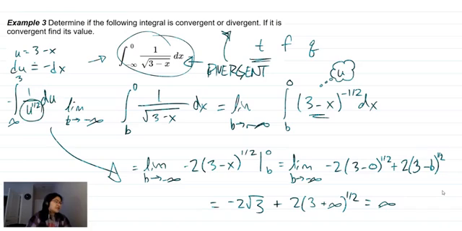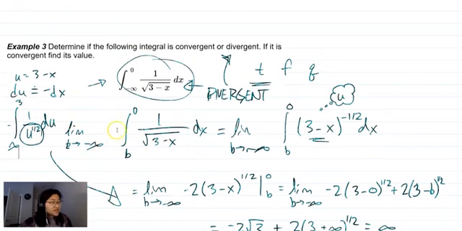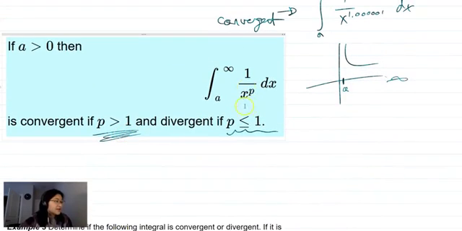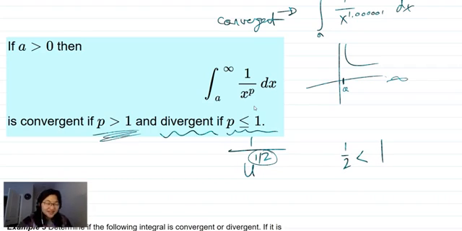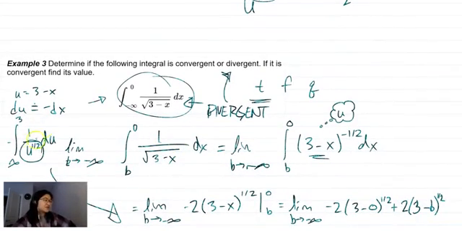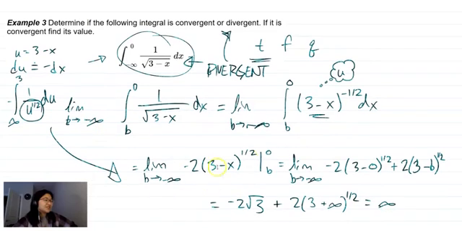And then you can look at this and think back to what we said before, where we have x to the p. But in this case, we have u to the 1/2, and this 1/2 is definitely less than 1, so then we get divergent. That is totally valid. But you still have to show this part, which is essentially what we did here.